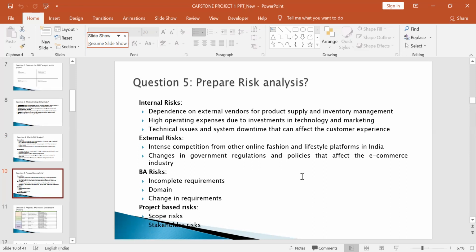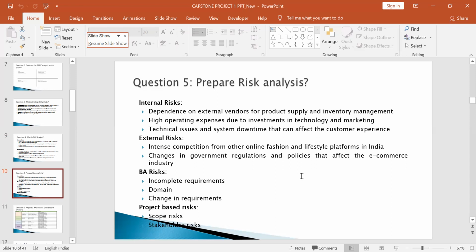Internal risks are the ones within the organization that we find in the project. For example, depending on external vendors for product supply and inventory management, high operating expenses due to investment in technology or marketing, and technology issues or system downtime that can affect the customer experience. We identify these within the organization.